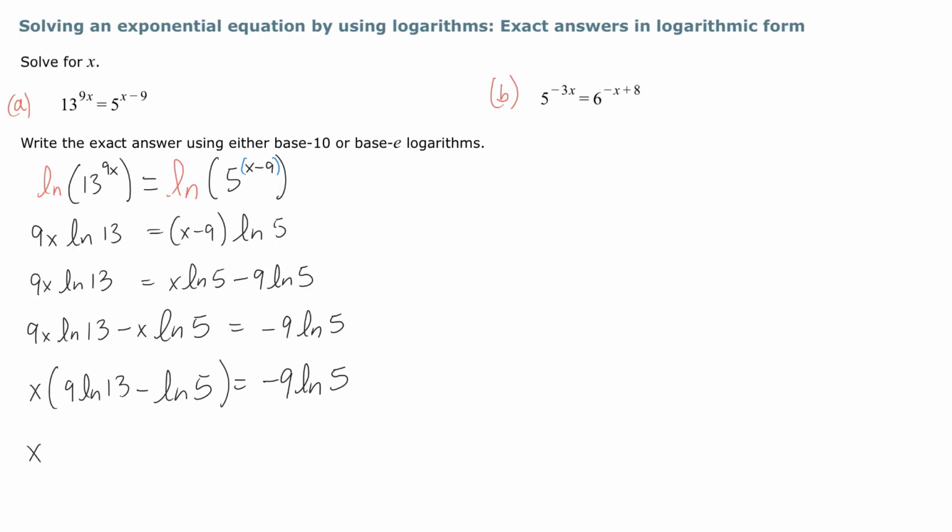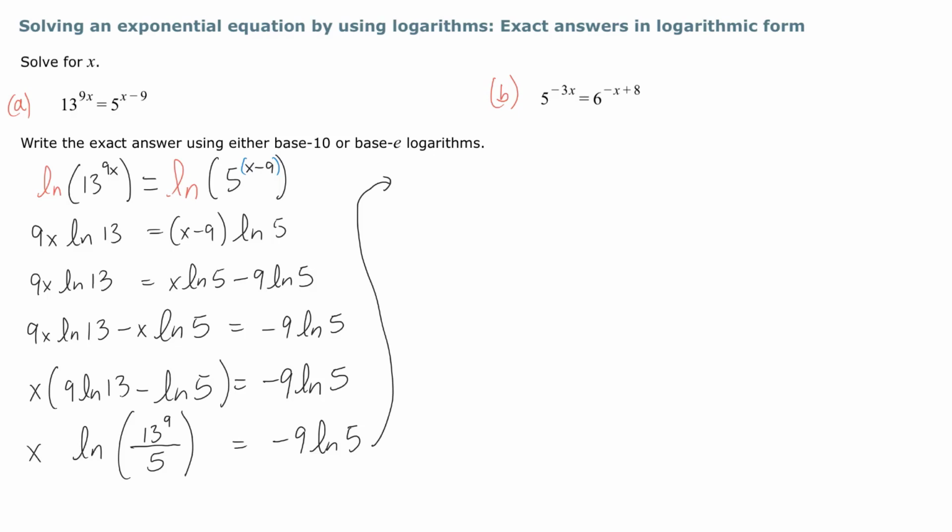This here looks like the natural log of 13 raised to the 9 over 5 is equal to negative 9 times natural log of 5. Let's see. What else can we do?